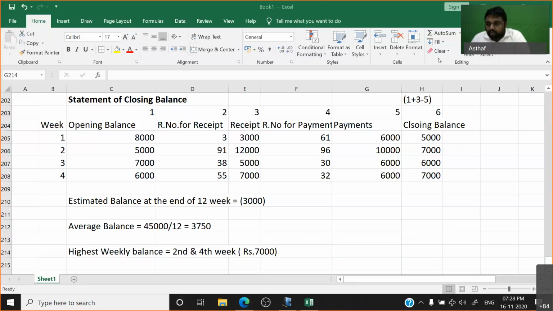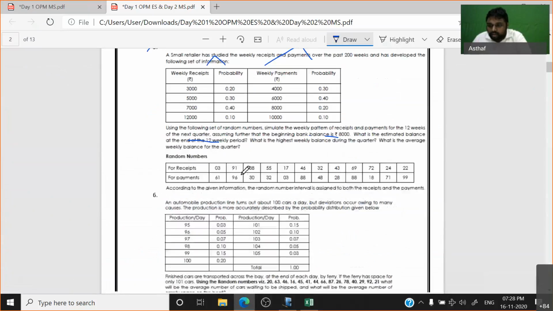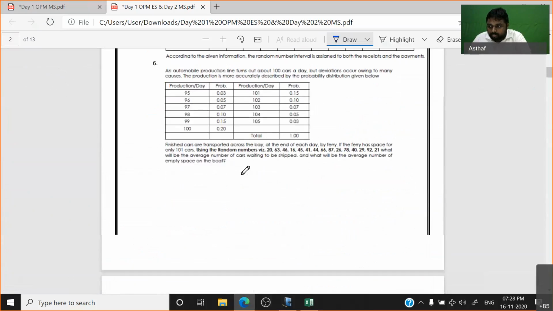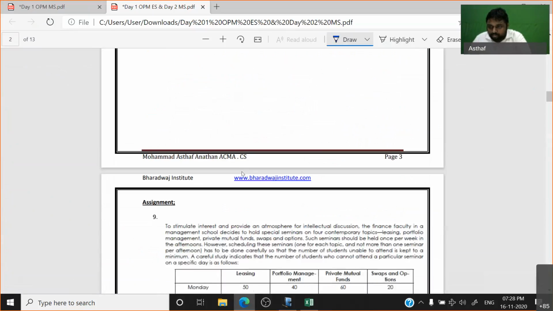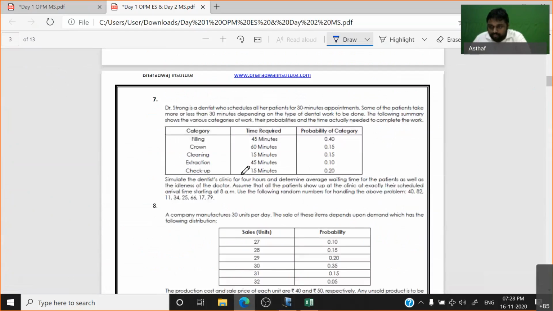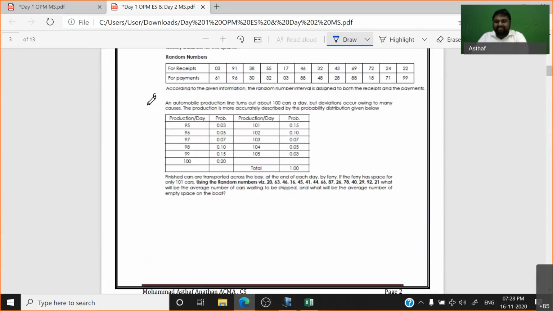Now, what will we do now? We will go with question number 6. Very easy. A lot of previous year questions are also there. An automobile production line turns out 100 cars a day. The deviation occurs for many reasons. The production is given below, so the probability is given. They tell the space is only 105 cars. Using the following random numbers, what will be the average cars waiting to be shipped? And what is the average number of empty cars?